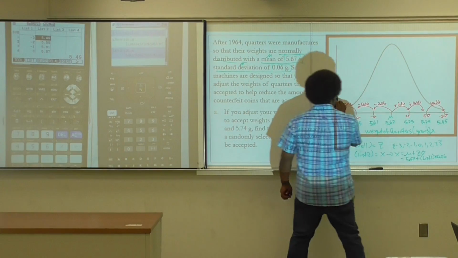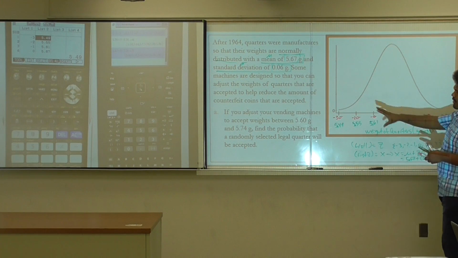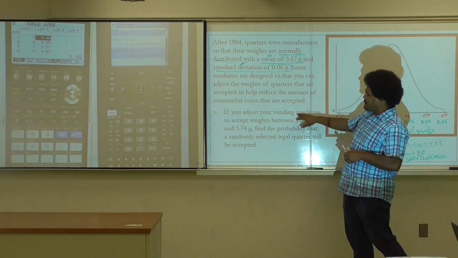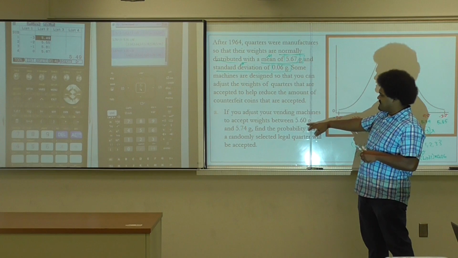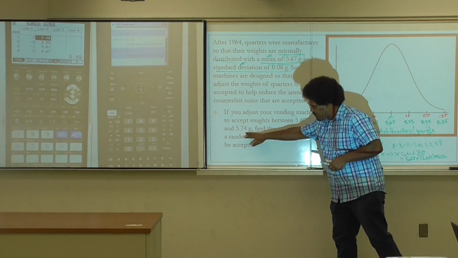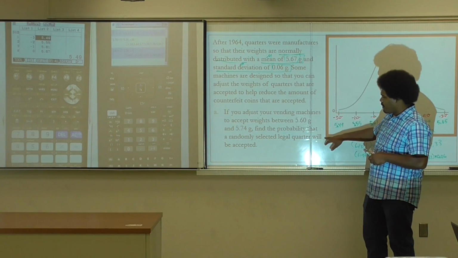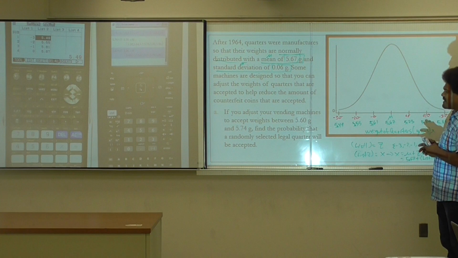So I'm going to erase this because I'm going to use the space. So let's do part A. Part A says, okay, once again, if you adjust the vending machine to accept weight between 5.6 grams and 5.74 grams, find the probability that a randomly selected legal quarter will be accepted. So let's get our range of acceptance.